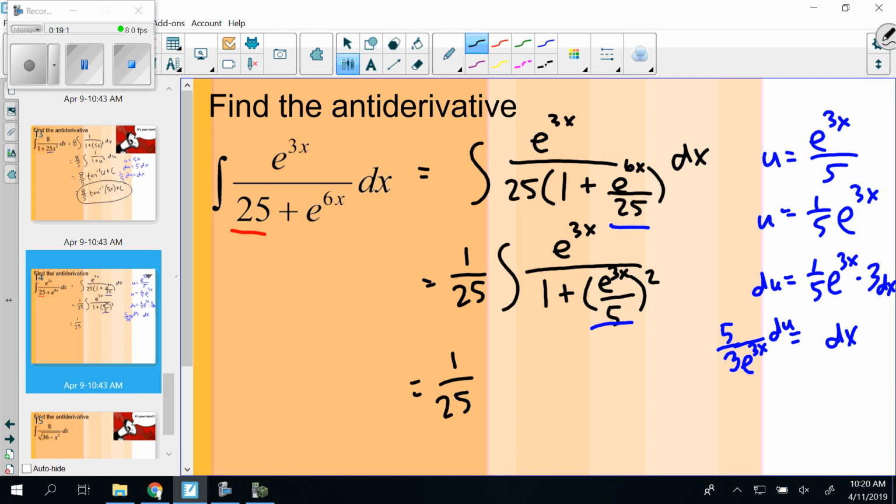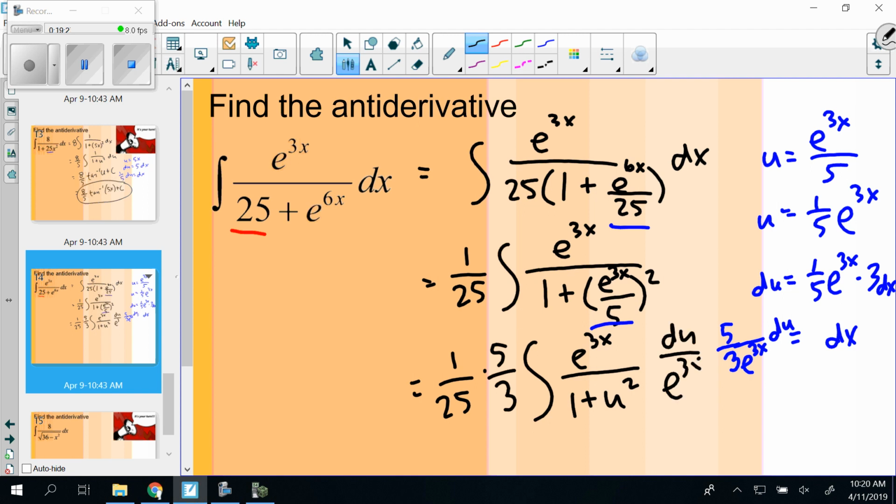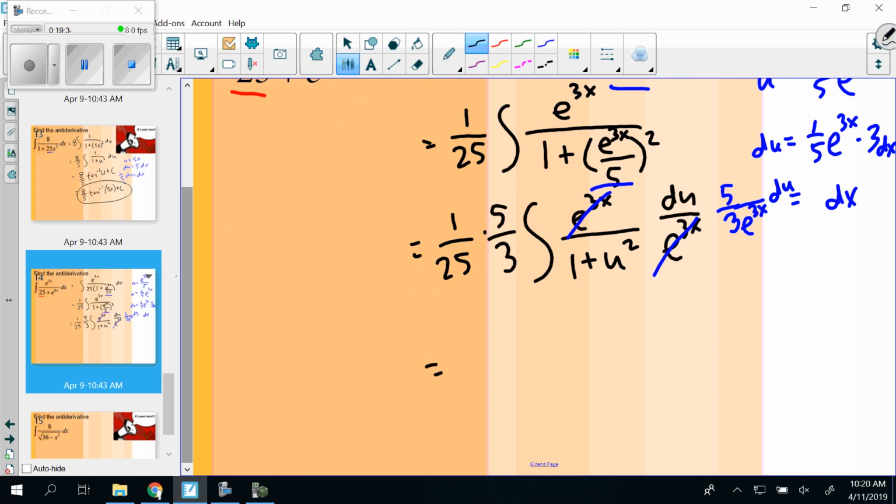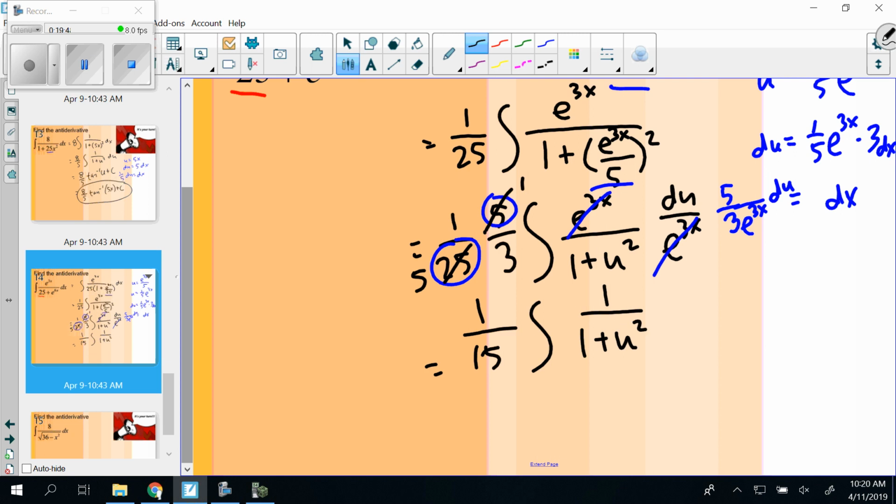And so substituting in now, there's going to be this extra 5/3. This is going to be 1 plus u squared. We also have this du over e to the 3x, and we can see these e to the 3x's cancel out. So simplifying one more time, we can simplify this to 1 over 5, and so we got a 1/15 out here. Here we got 1 over 1 plus u squared du.